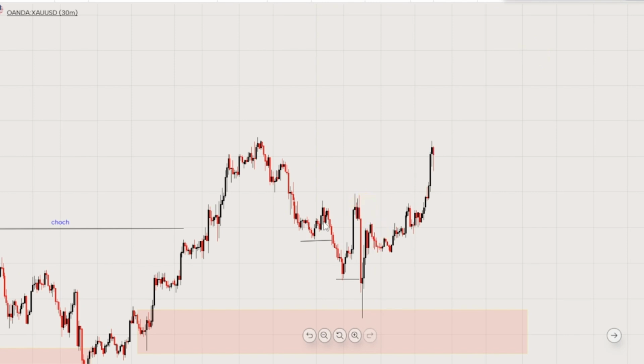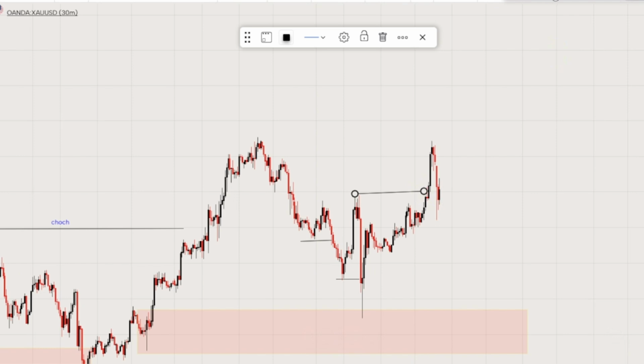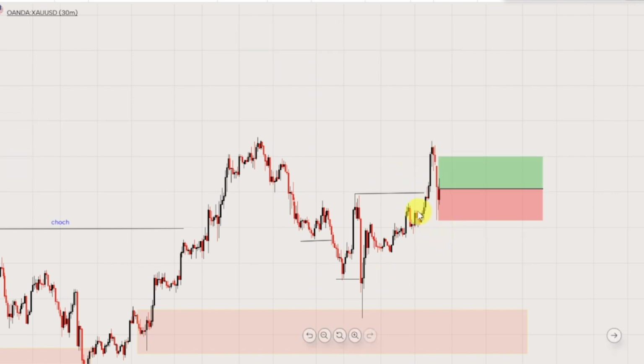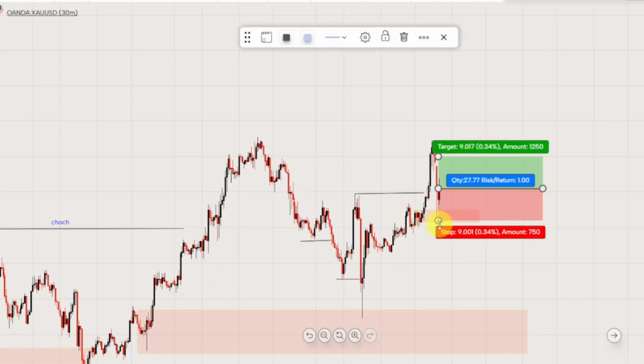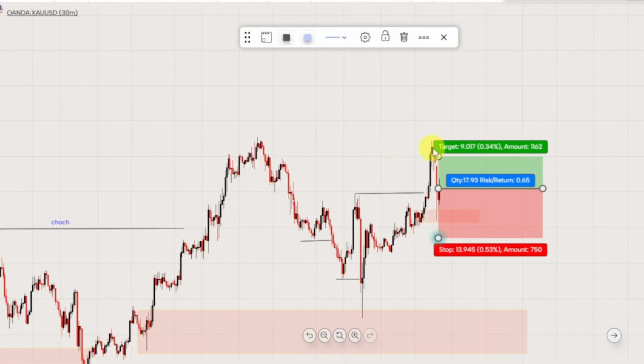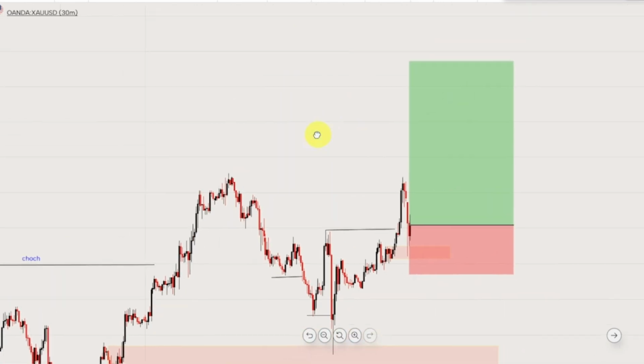All right, so now we have another valid change of character around here. This is the entry zone. Inside the zone we have another change of character. So this place will become our trade entry. This is going to be our key level, that is our order block in the smaller time frame. This is where our stop loss is going to be, down below here, and we target the high, that is 1:3 or 1:2.